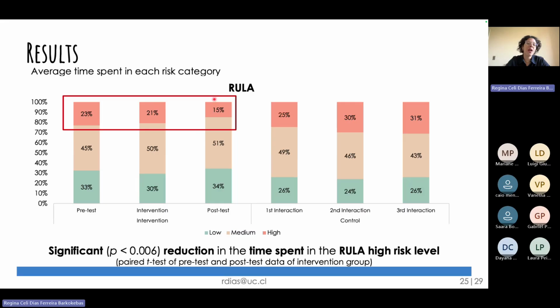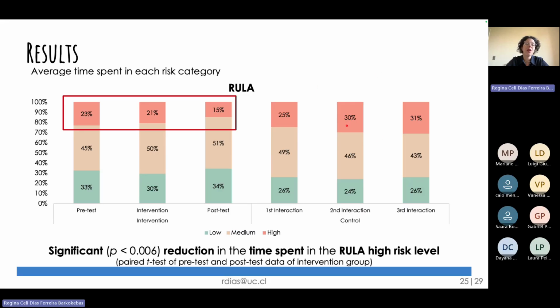And well, then we have a reduction from 23% to 50% of the time in high risk rating, which is good because the less time they spend in the high risk range, the significantly lower the chance of them having a musculoskeletal injury, which is the main goal: to make sure that they are not working with an injury caused by it. And we cannot see the same reduction.